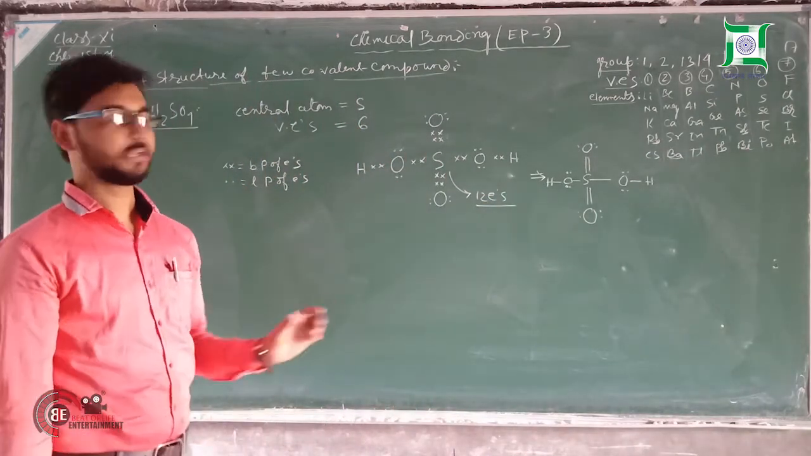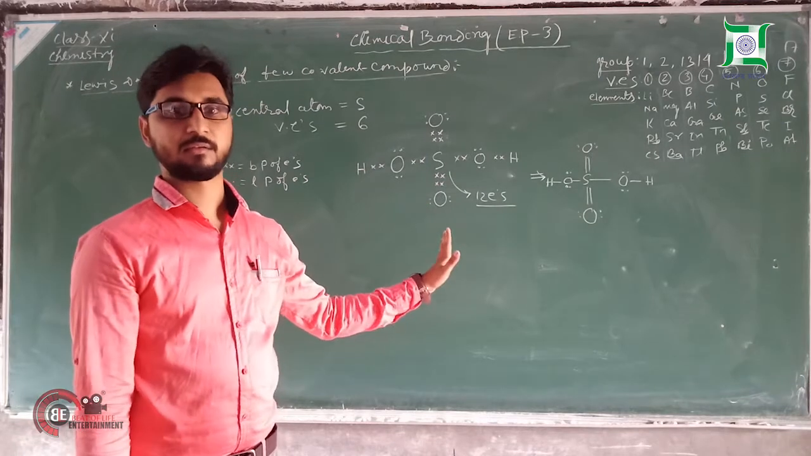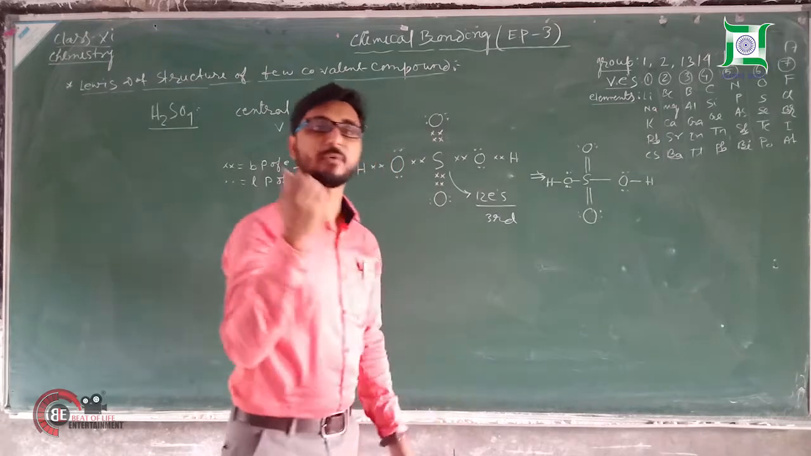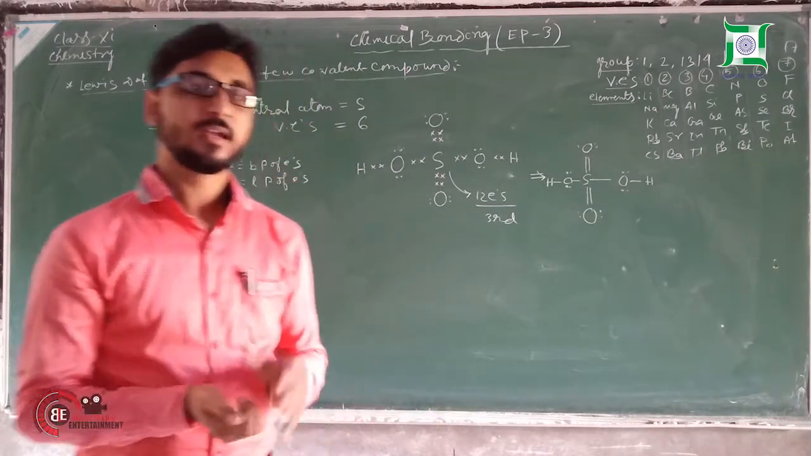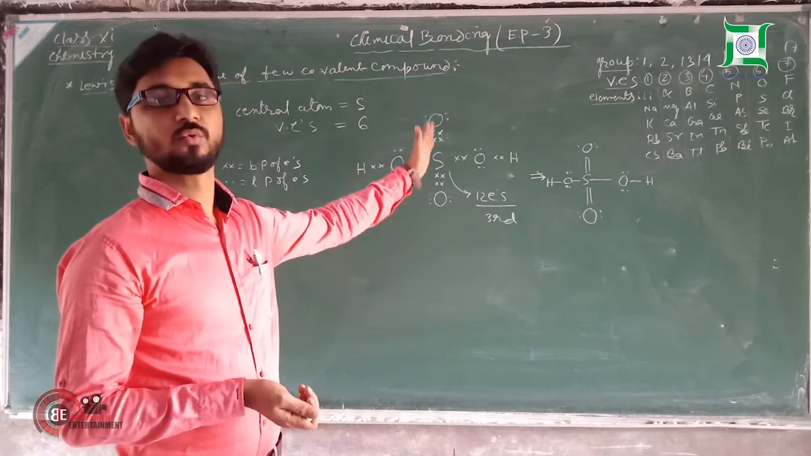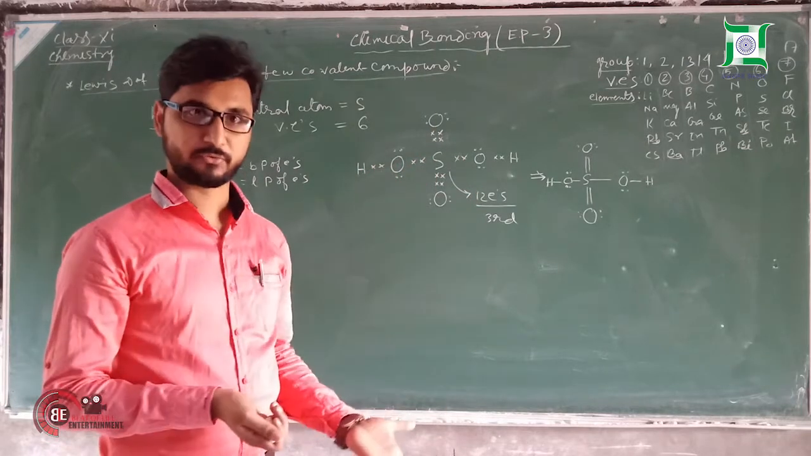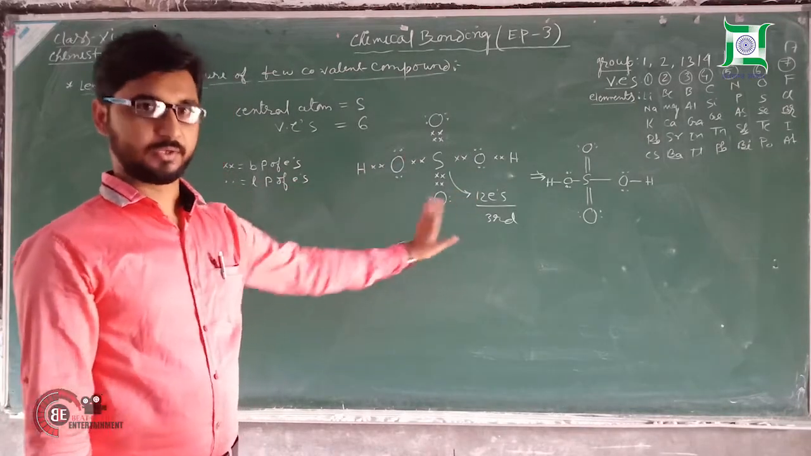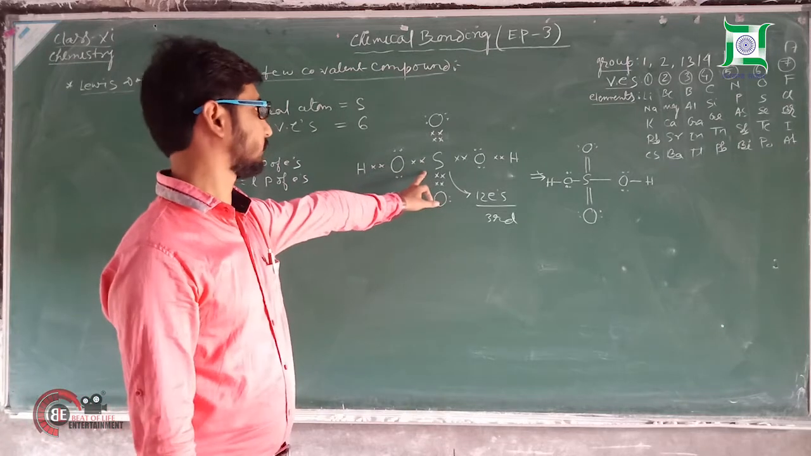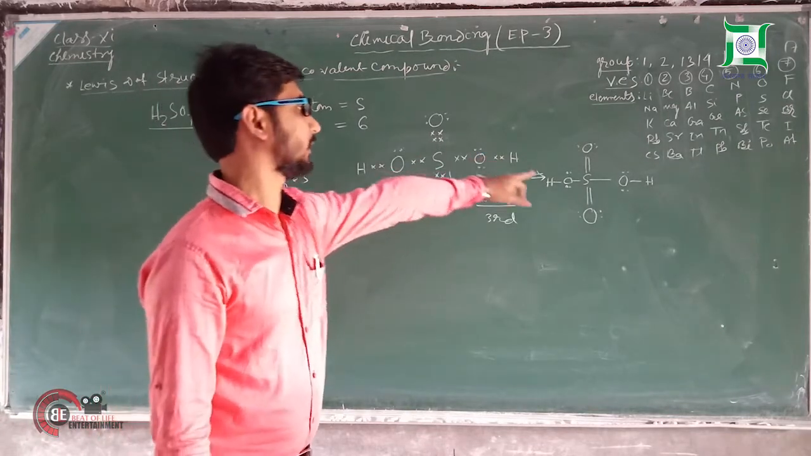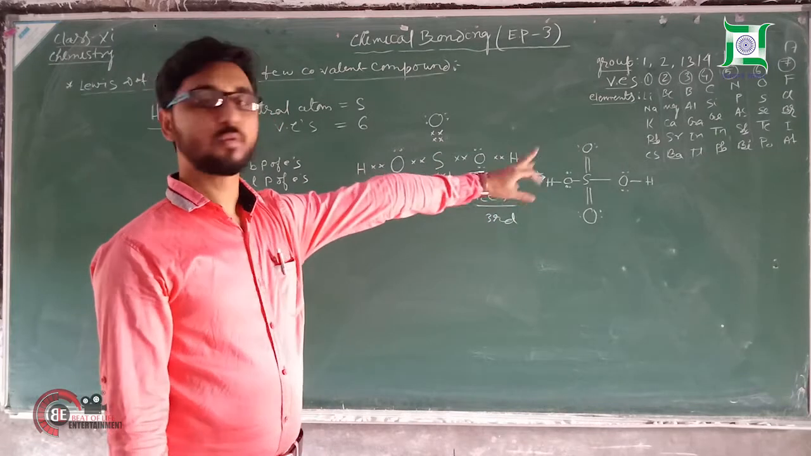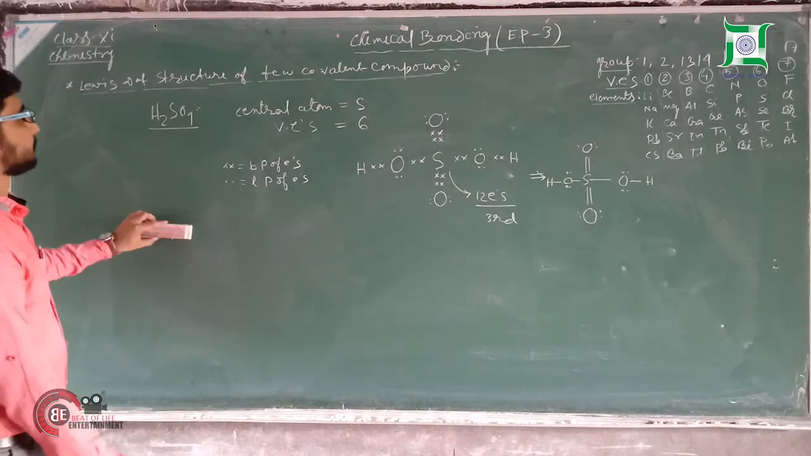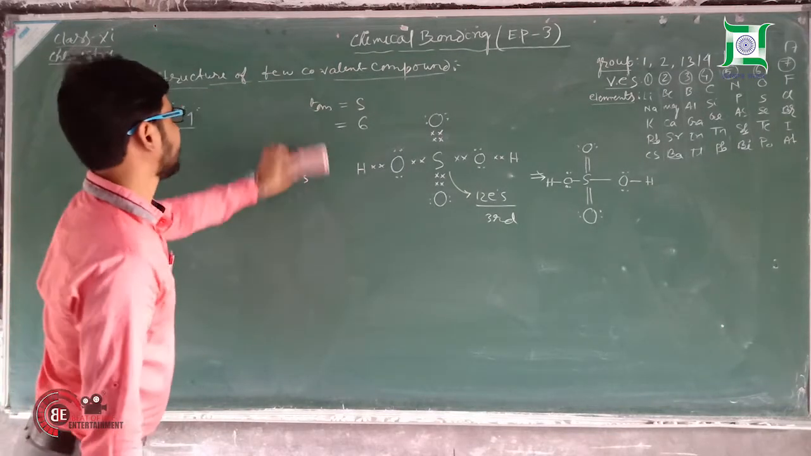That means the octet rule is not valid here, because sulfur is a third period element and has vacant d orbitals. As a result, sulfur has the ability to accommodate more than 8 electrons in its valence shell. So this is the Lewis dot structure for H2SO4, where sulfur is the central atom, 2 oxygens are double bonded and 2 oxygens are single covalent bonded with sulfur. Okay. Let's take another example.